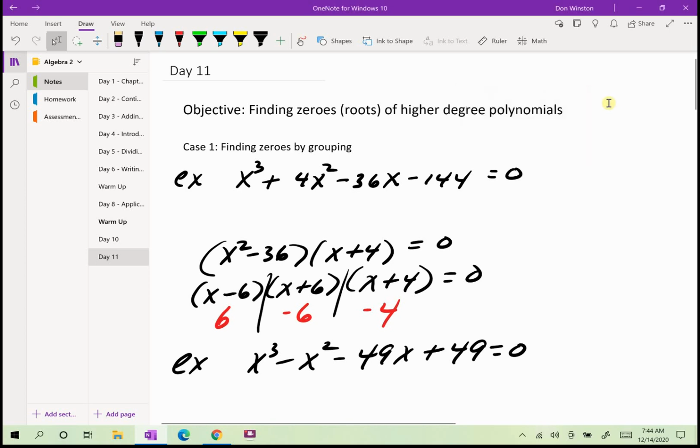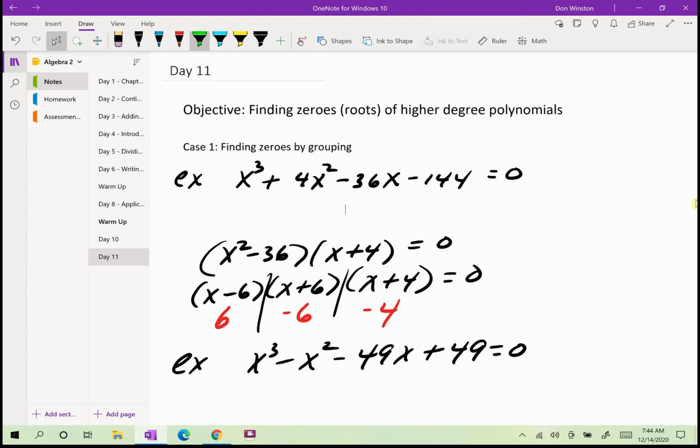Good morning, everyone. Today we'll be finding zeros of higher degree polynomials. In chapter 5, we found zeros of quadratics, or degree 2. Now we'll have to employ multiple techniques to find zeros of higher degree polynomials. So the first technique we'll use is finding zeros by grouping.